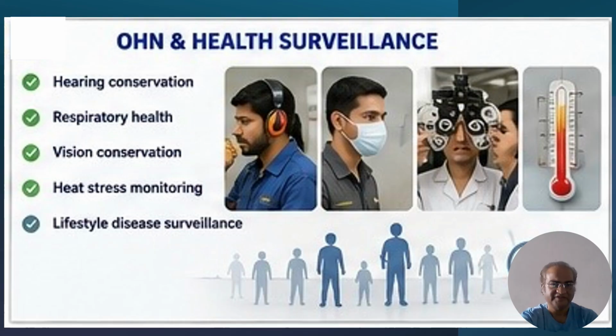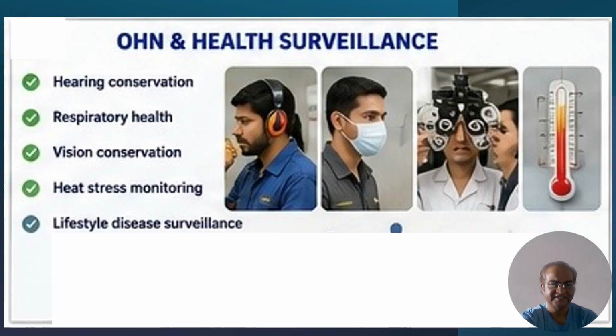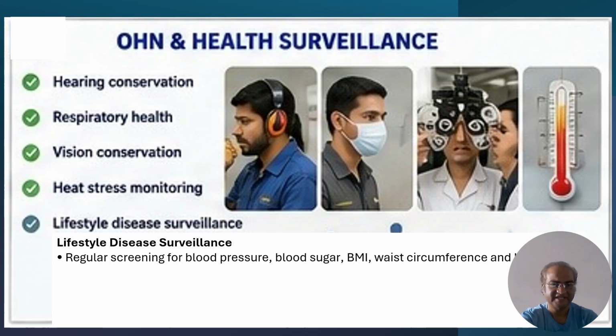So also you can do lifestyle disease surveillance. Don't have anything to do with any big issues. Just do lifestyle disease surveillance. Lifestyle disease surveillance means regular screening of blood pressure, blood sugar, BMI, waist circumference. Waist circumference should not be more than 35 inches. And then you can ask the factory workers to go for lipid profile at the nearest laboratory.